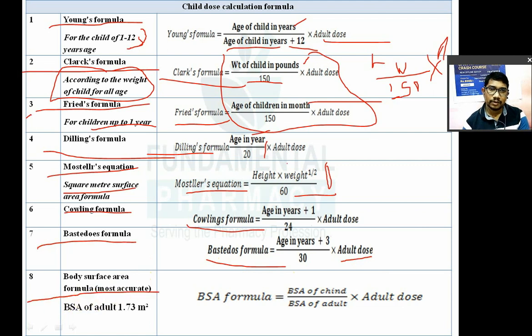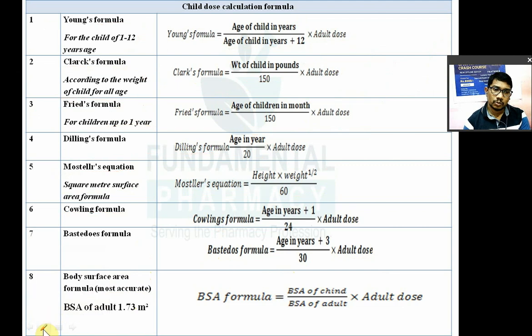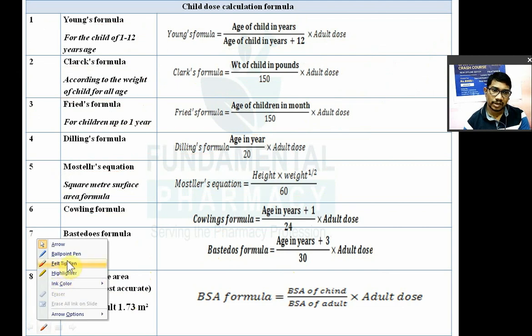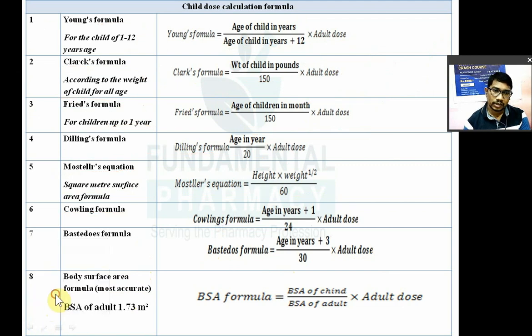तो आपको यहाँ पे क्वेश्चन आता है which formula for child dose calculation is the most accurate? So most accurate formula is nothing but the calculation based upon the body surface area. This formula is the most accurate because exact dose can be given based upon the surface area of that patient.